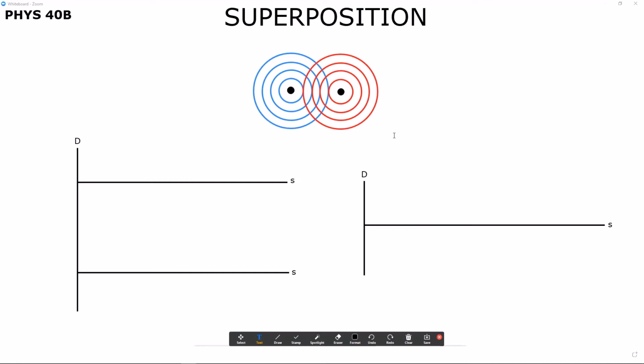So first off, the actual principle itself is really fundamentally pretty simple. What it means is that when two waves overlap, or when they occupy the same space, their displacements add together. So I'm going to show what that looks like in a couple different ways.